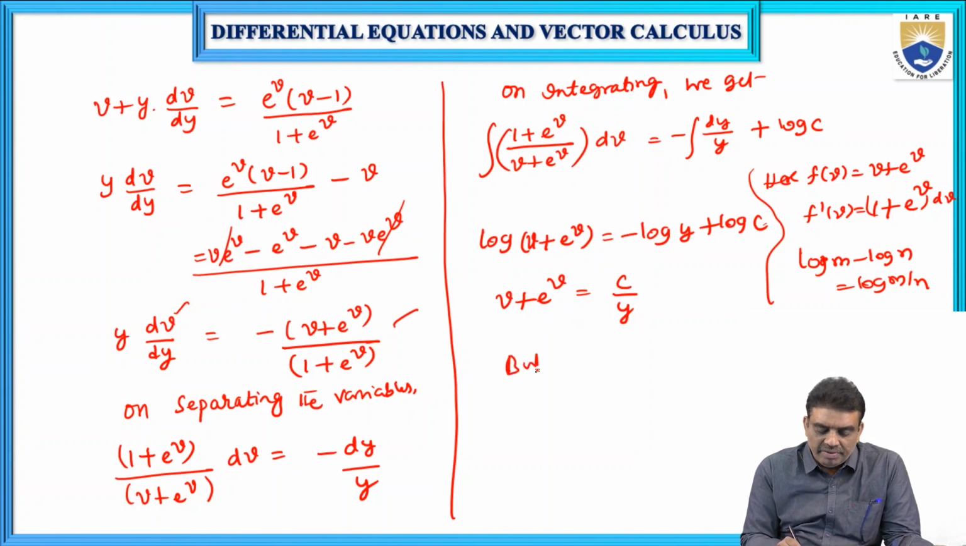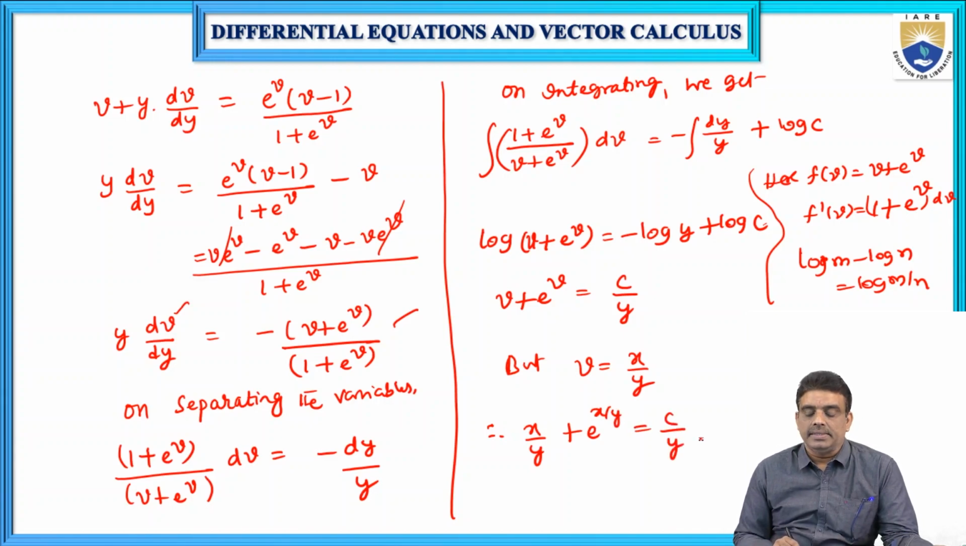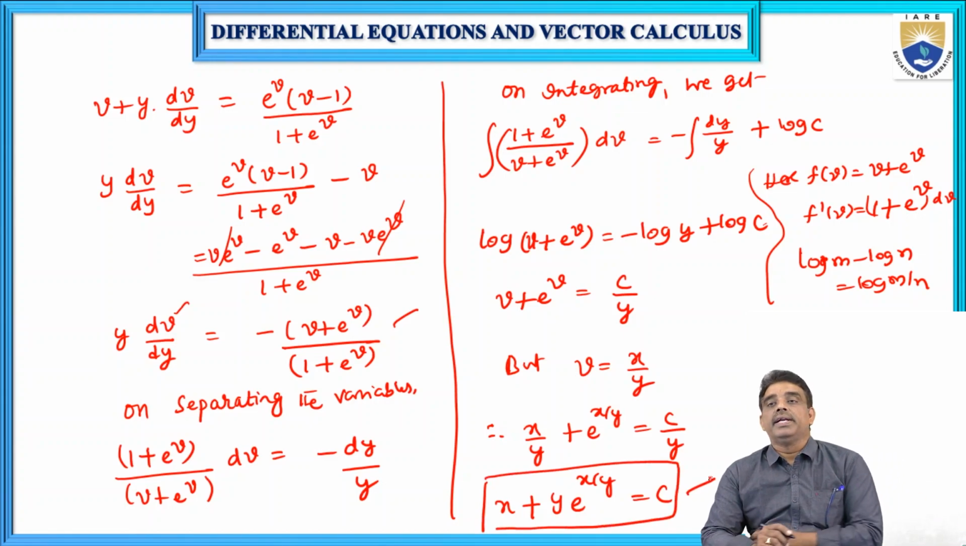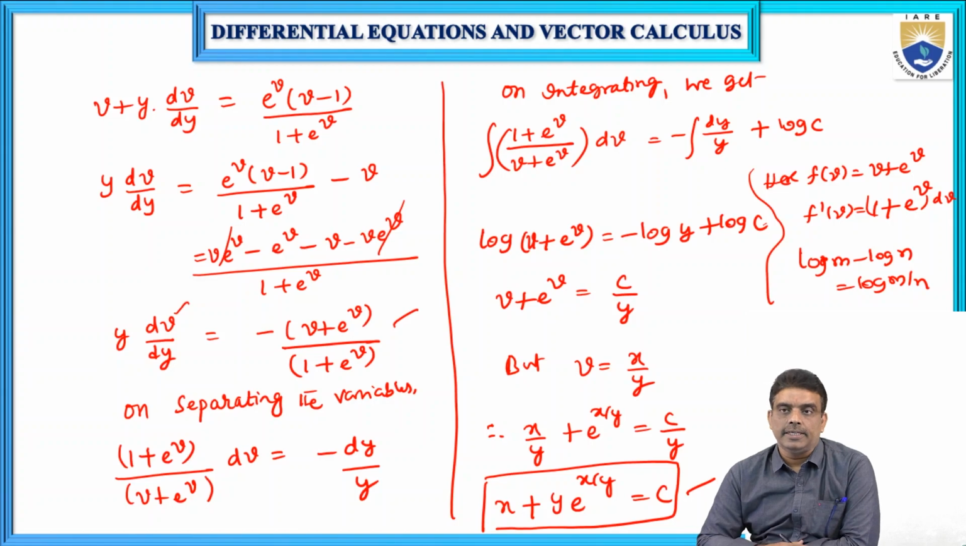But what is the v value? Already we have assumed v is equal to x by y. So on replacing, the solution is x by y plus e power x by y is equal to c by y. Or on cancelling out, x plus y into e power x by y is equal to c, which is the required solution of the given differential equation.